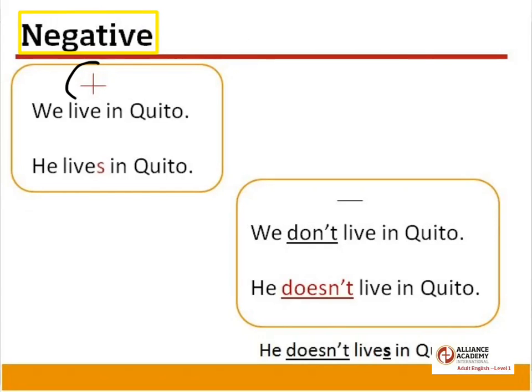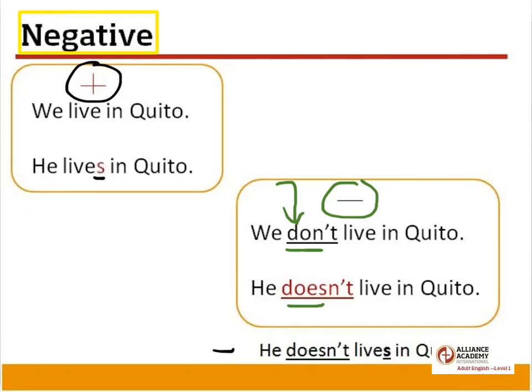I do have a positive example here just for reference. We live in Quito would be a positive sentence. Again, he lives in Quito. When we go into the negative, we use the auxiliary verb do not and does not for our third person subjects. We got to put that auxiliary verb in after the subject. We don't live in Quito. He doesn't live in Quito.